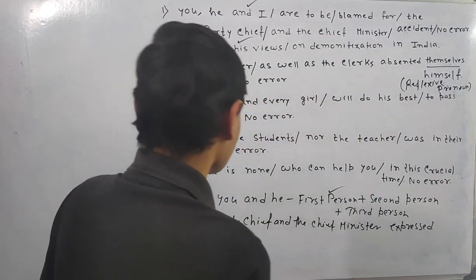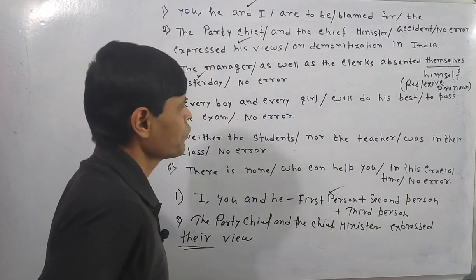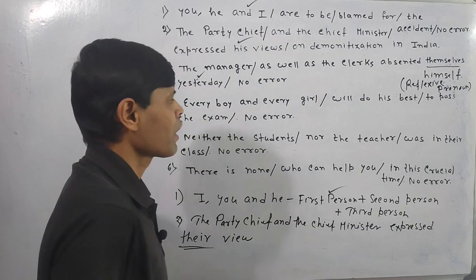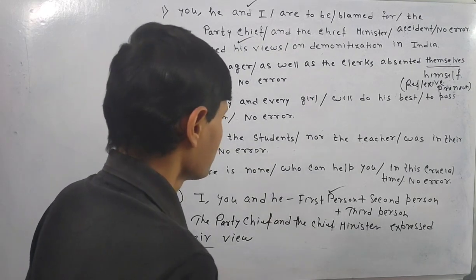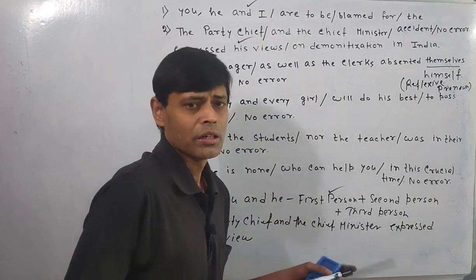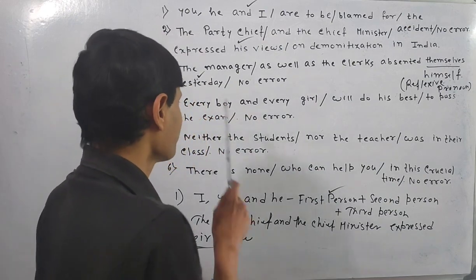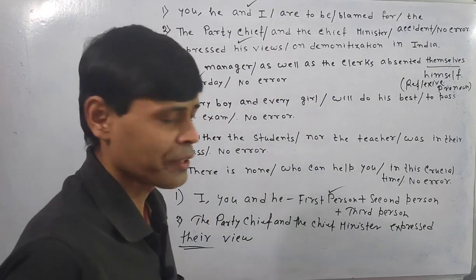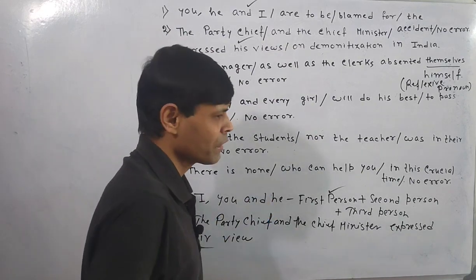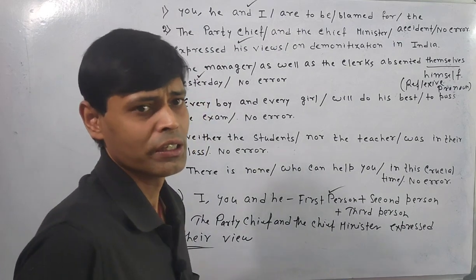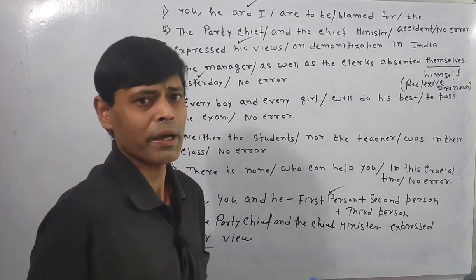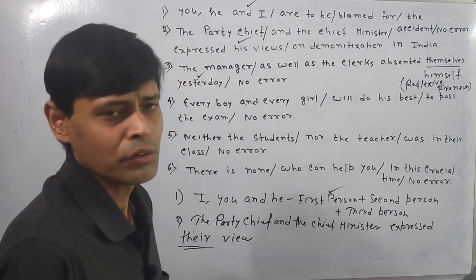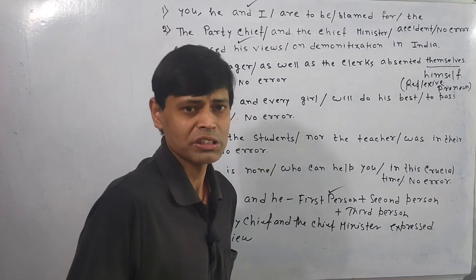Now if I just go for the next question, every boy and every girl will do his best to pass the exam. Every boy and every girl will do his best to pass the exam. Now here is another rule. Whenever words like every or each is joined by the conjunction and, in that case the second one will be taken into account or will be considered to be the subject.